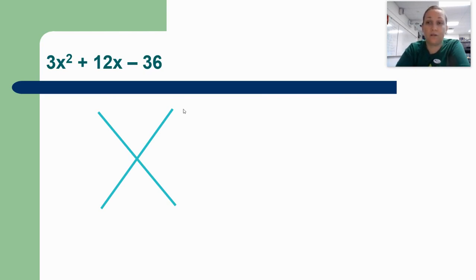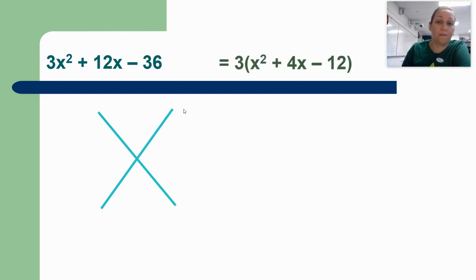Now, before I start this problem, I just said on the previous slide, we should check for a GCF. And this problem does have a GCF. Every single term is divisible by 3. So I'm going to start this problem by factoring out a GCF, which is the number 3. And that's kind of nice because it makes my numbers inside my trinomial smaller.